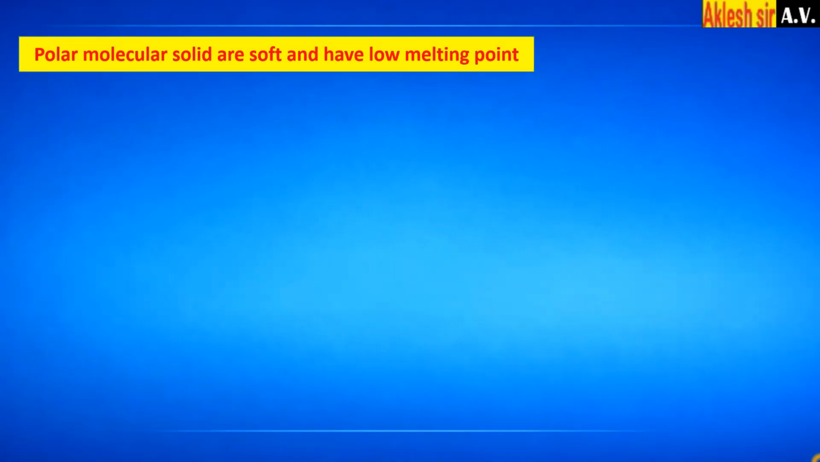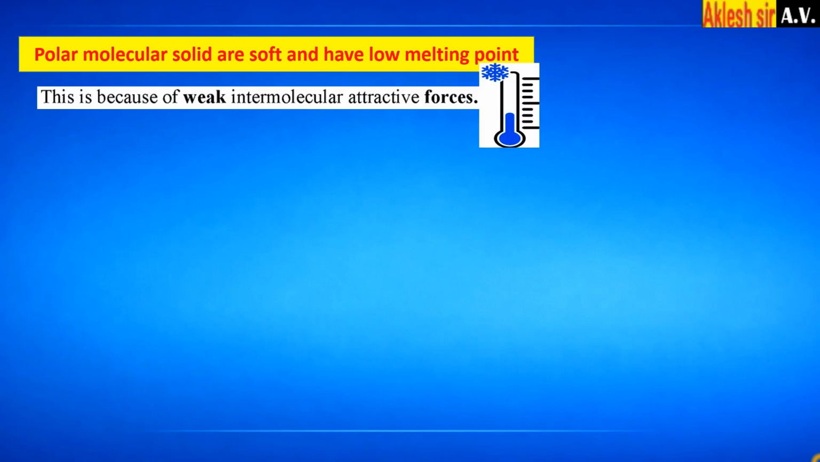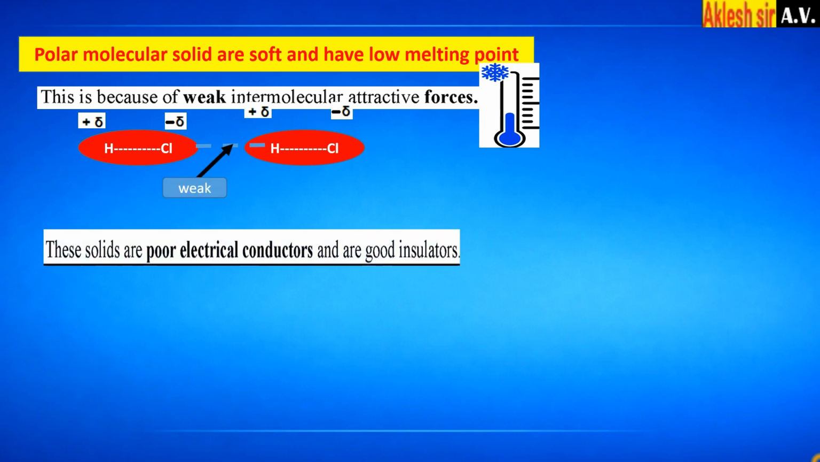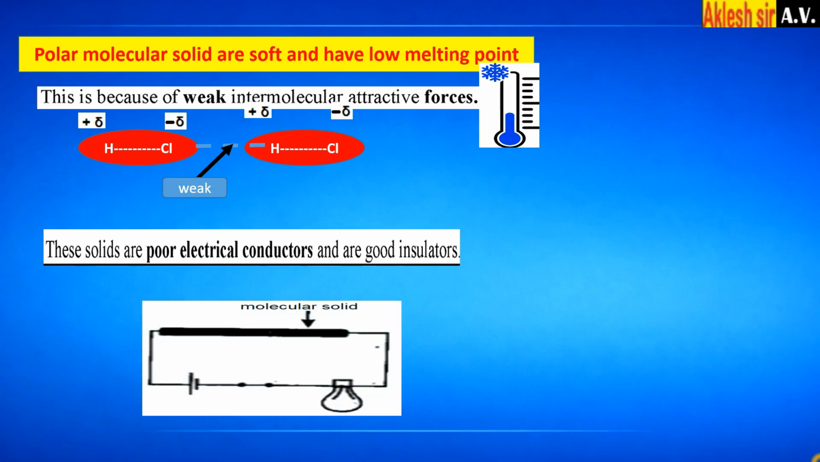Polar molecular solids are soft and have a low melting point. This is because of weak intermolecular attractive forces. Here, an HCl molecule is attracted to another HCl molecule by a weak intermolecular force of attraction. This type of solid, a polar molecular solid, is a poor conductor of electricity, and therefore it acts as a good insulator.